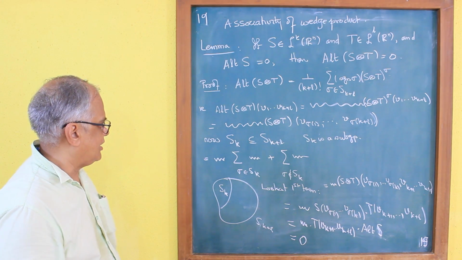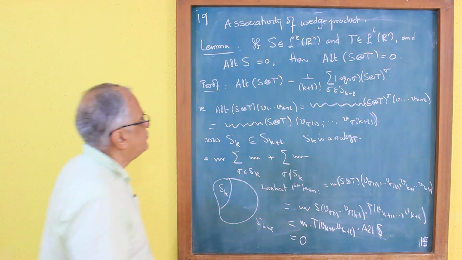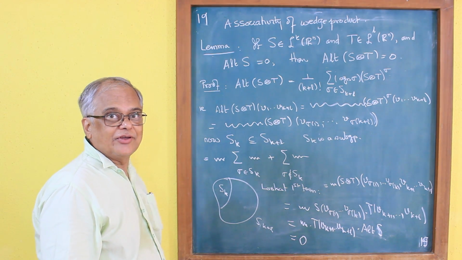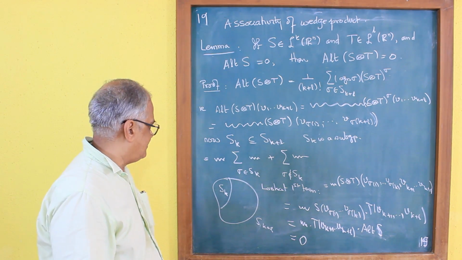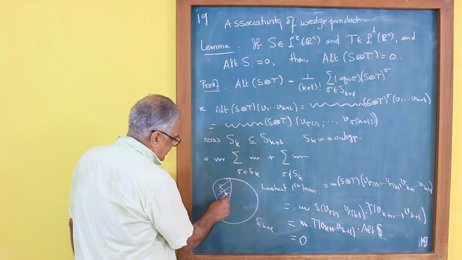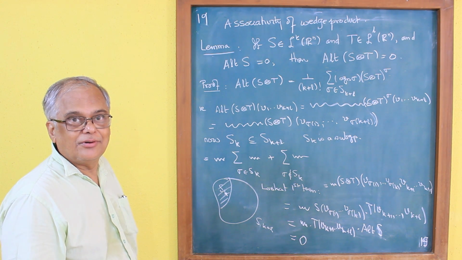Good, at least we got somewhere. I've shown that something is 0. Sum of what is 0? The sum over all the sigmas which are in Sk, where Sk is considered as a subgroup of Sk plus l. So this is my whole of Sk plus l, and what I've just shown is that the sum over this part is 0. Very good.